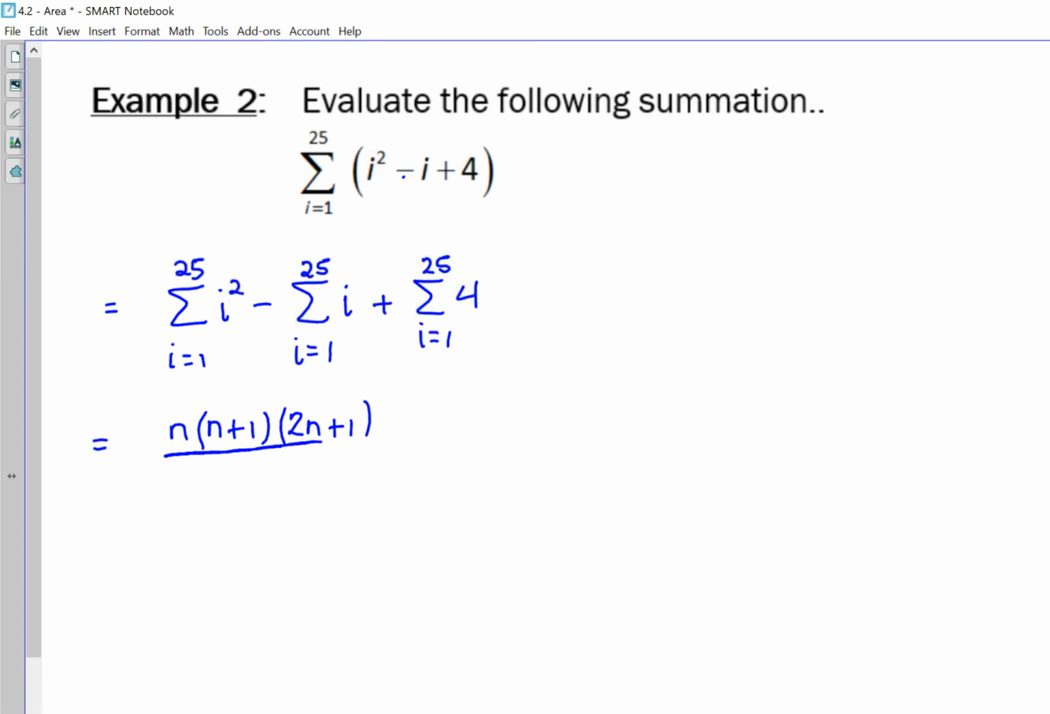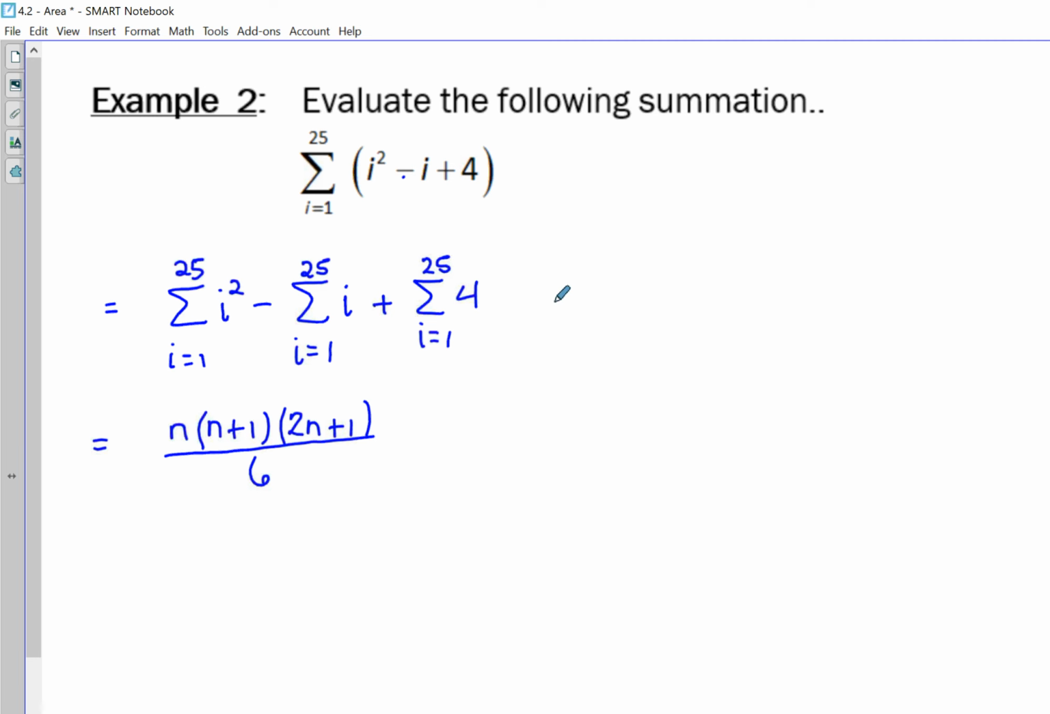Now, you might wonder, well, wait a minute. The n value is 25. It's known. Well, certainly I could have plugged 25 in. Instead, I'm just going to put a "such that" symbol at the end of this expression to denote that I'm going to plug 25 in for n. We'll do that here in just a second.